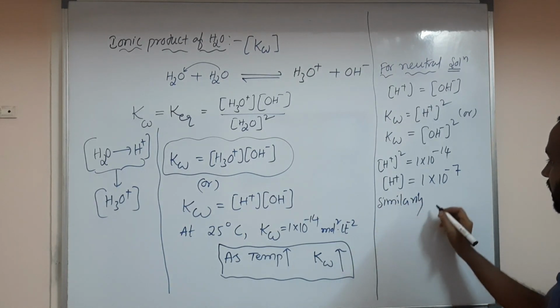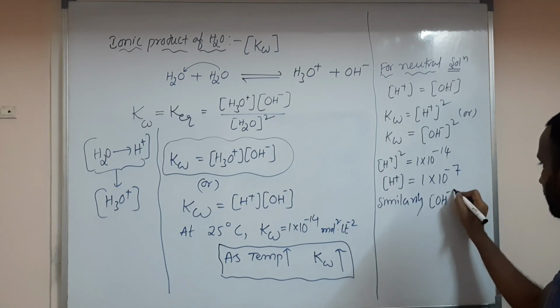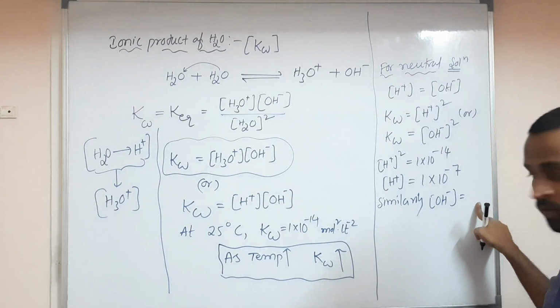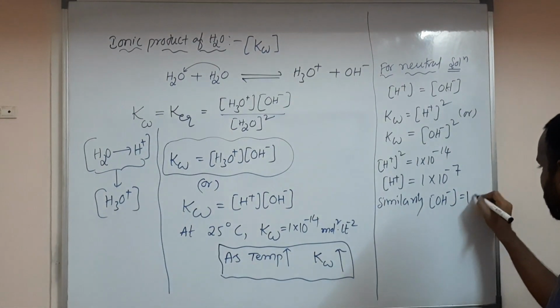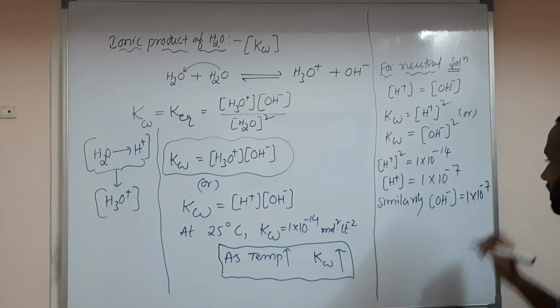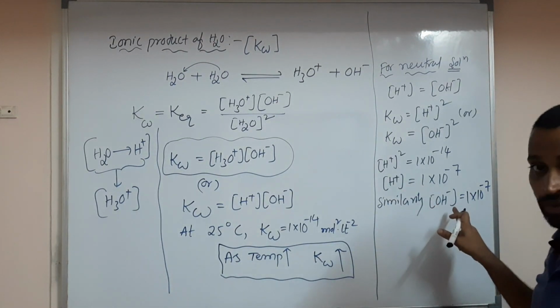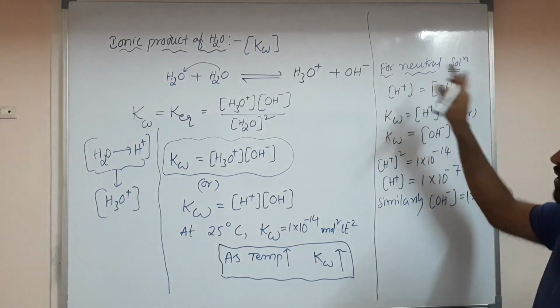Similarly, the concentration of OH minus, you will get 1 into 10 whole square is equal to 1 into 10 power minus 14. I will write directly. So this is also 1 into 10 power minus 7. This is for the concentration of H plus and the concentration of OH minus, for neutral solutions.